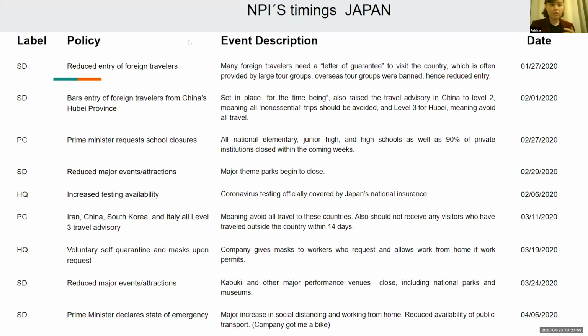So for this one, it also included reduced entry for foreign travelers. This came about in the essence of the fact that many foreign travelers entering Japan need a letter of guarantee to be able to visit the country. So what they did is they would ban very large tour groups, and the tour groups usually provided the letter of guarantee, and hence this type of ban helped to reduce entry without specifically having to ban anybody in particular. And then they also included barring entry from visitors specifically from the Hubei province starting on February 1st.